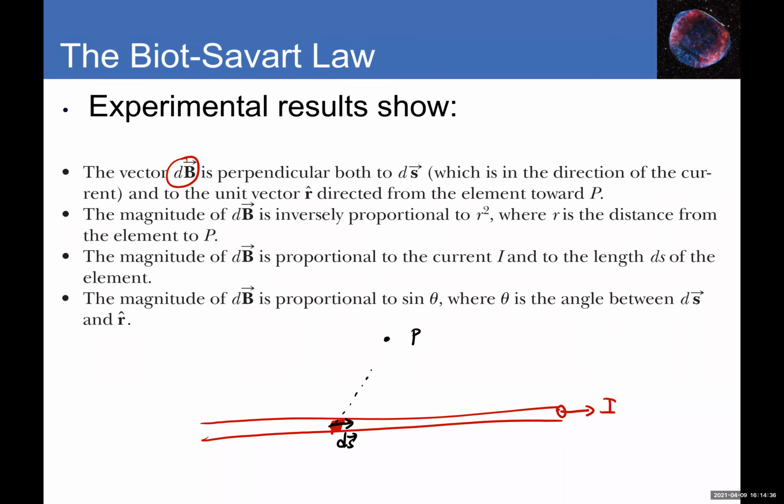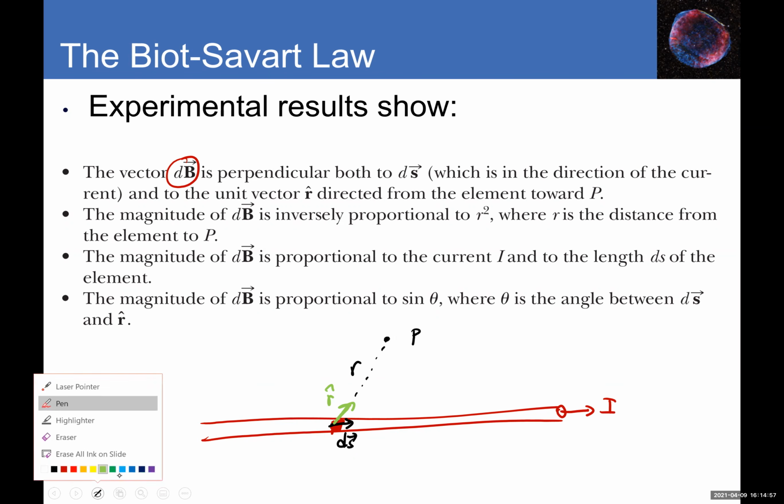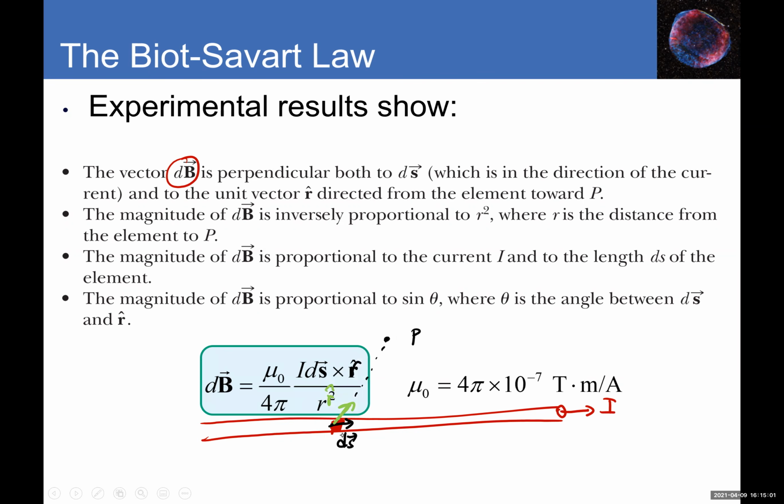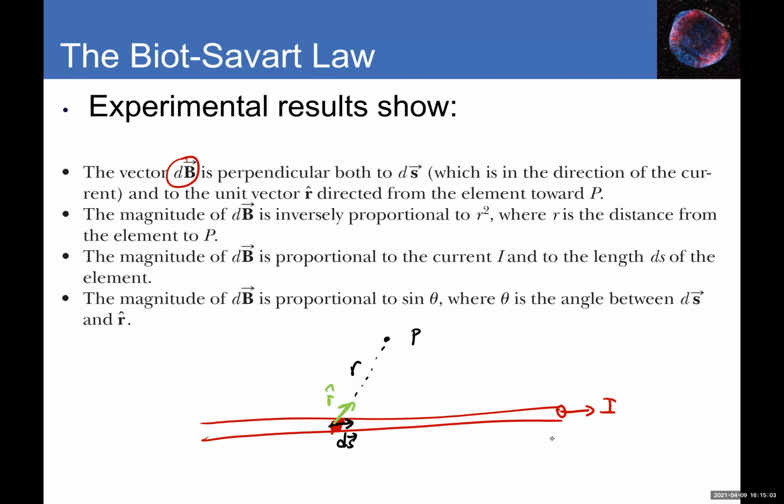So I draw a line. Basically this is r, the distance from the point of interest to my element, and then this will be the unit vector r hat. So what you can see here is this magnetic field will be perpendicular to both ds, which is a vector, and the unit vector.